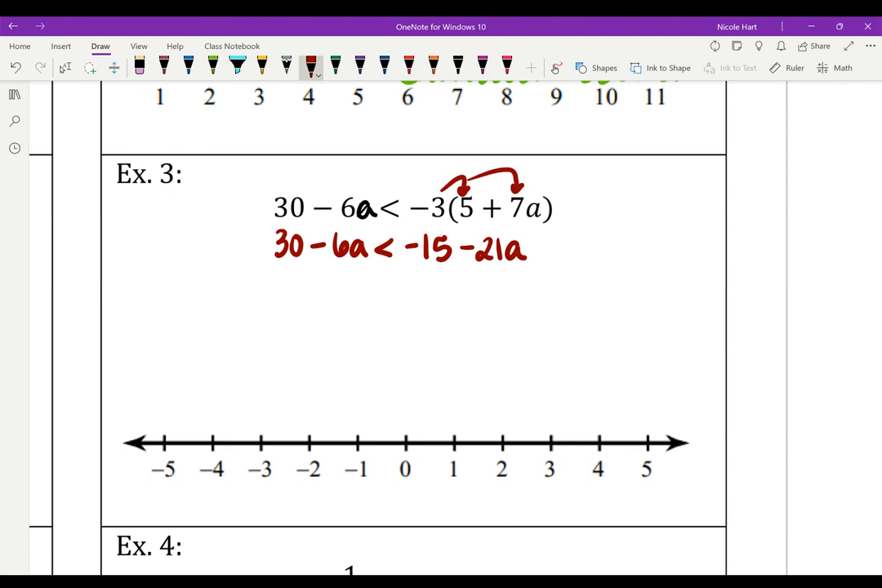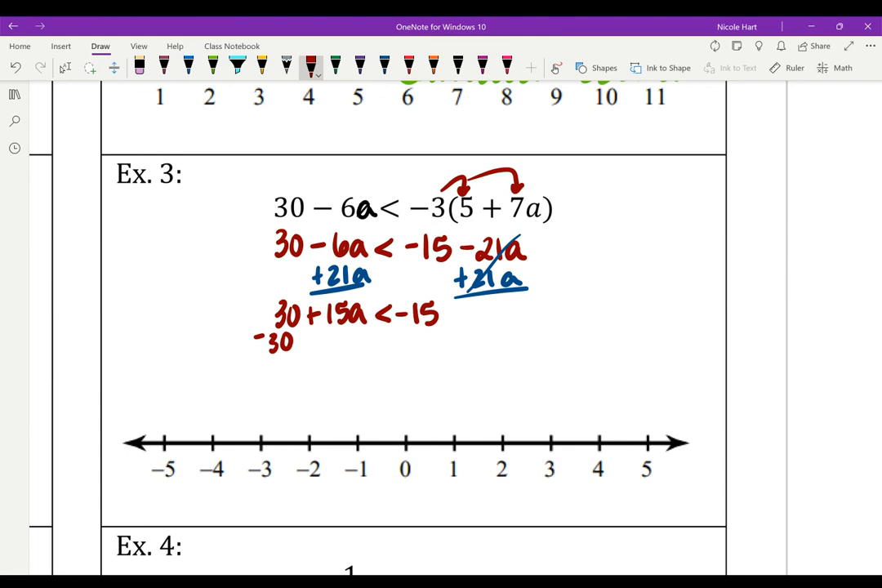I'm going to bring things over to sides. I'm going to start by adding 21a to both sides. And if you are somebody who likes to do 2 steps at once, you are more than welcome to subtract 30 at the same time or do whatever math at the same time. You don't have to do them as separate steps. So 30 plus negative 6 plus 21 gives us 15a is less than negative 15.